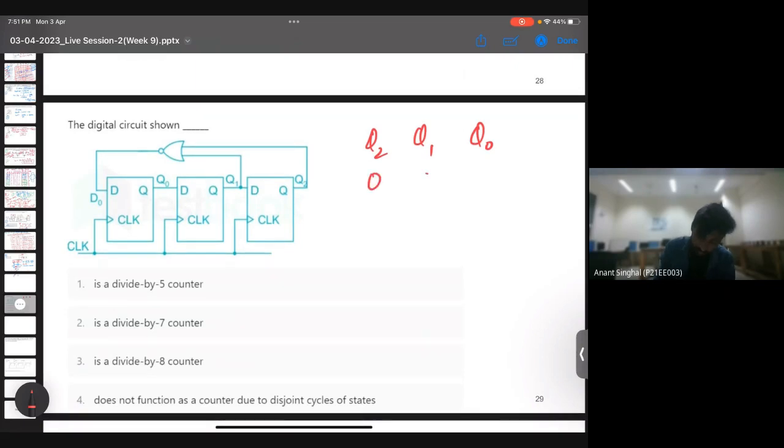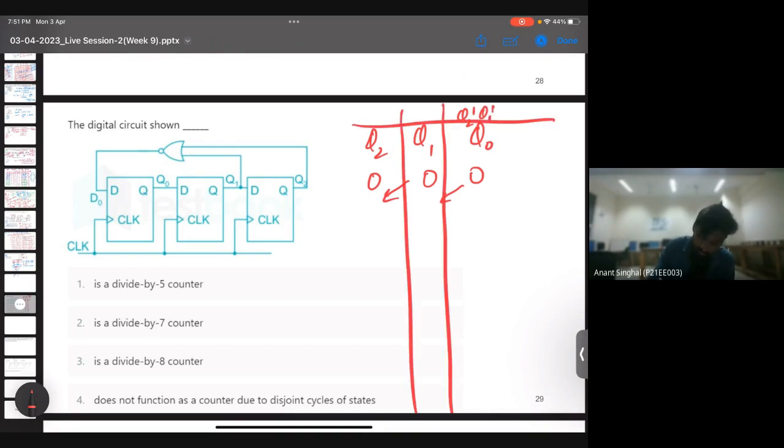Okay, so let's start from 0, 0, 0. We know that what is happening here is D1, Q1 will be Q naught, Q2 will be Q1, and the last, Q naught, will be Q2 bar, Q1 bar. Is it clear, everyone? This will be Q naught, this will be Q1. This is the expression. I hope it is clear.